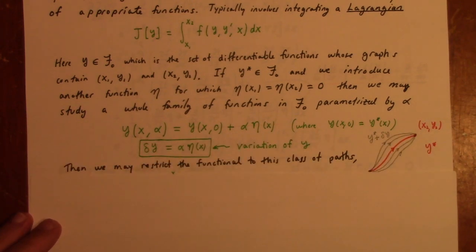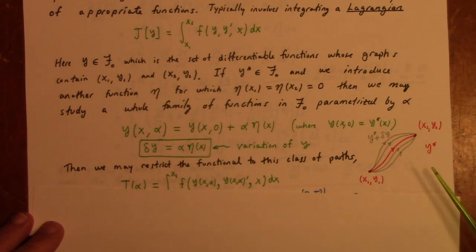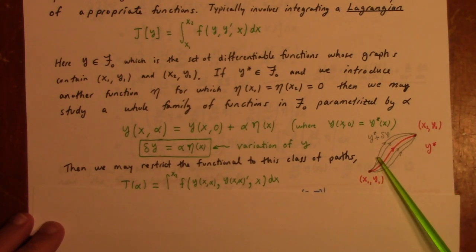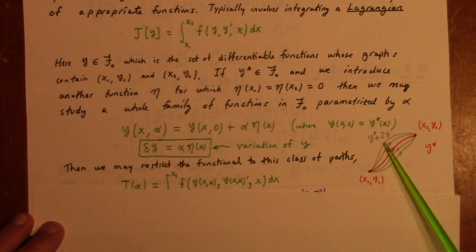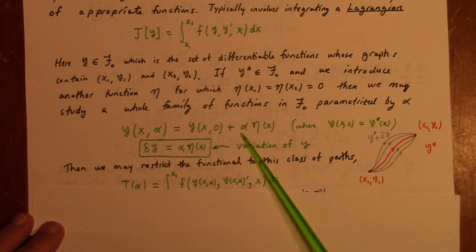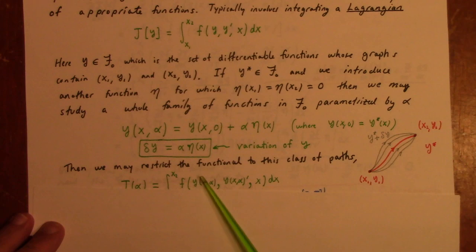Right. So here's kind of a picture. Yeah. So you've got fixed endpoints, you've got your given y star, and you can add a variation to that path, which the variation in this case would be alpha eta, like that. Alpha is a real parameter.